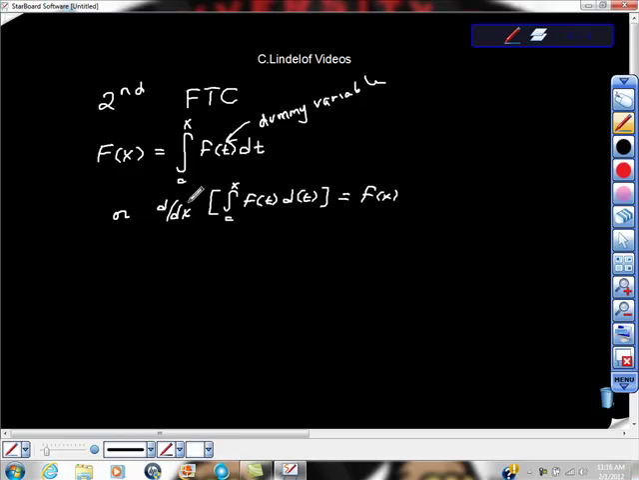Why is that true? Because here we have integration and differentiation canceling one another out. And what we need to get are a couple things. One, remember that F of x is the net area under f between c and x. And here x has to be in the upper limit.